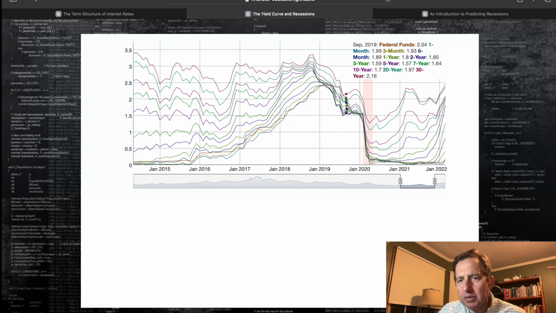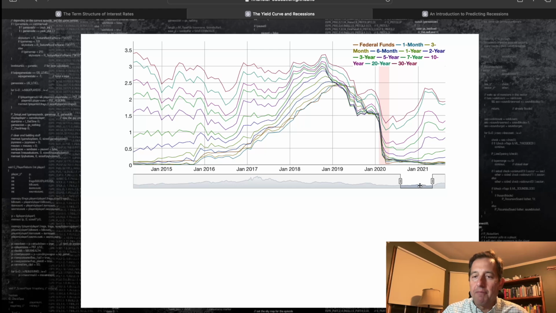Well, the 5-year was at 1.57. So from the 1 to the 5 years is inverted. So it looked like we were going into a recession, even if COVID didn't happen. And then, however, COVID happened. The Federal Reserve again dropped interest rates to 0, and then the yield curve became sort of uninverted. So that is somewhat interesting.